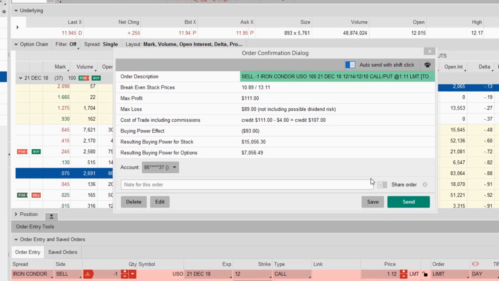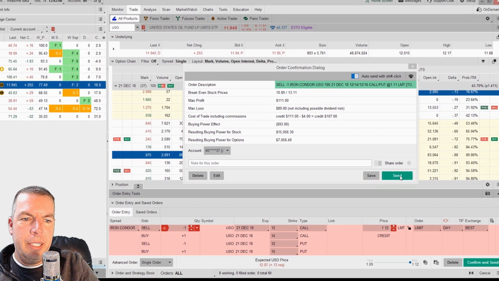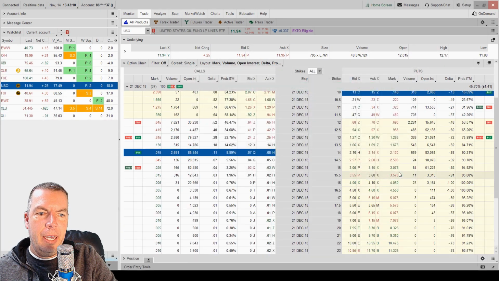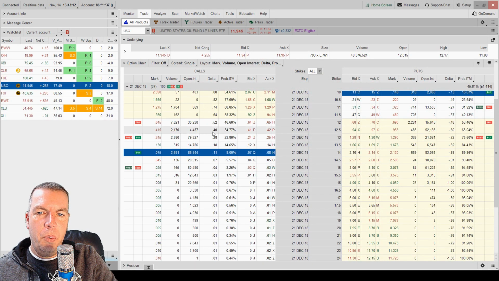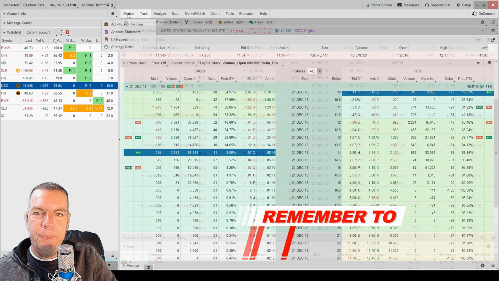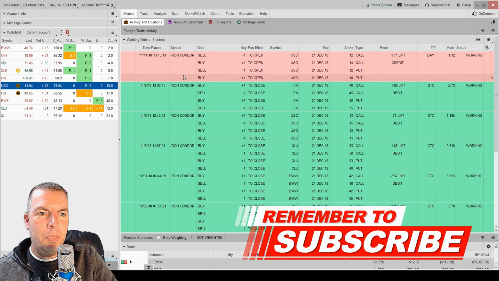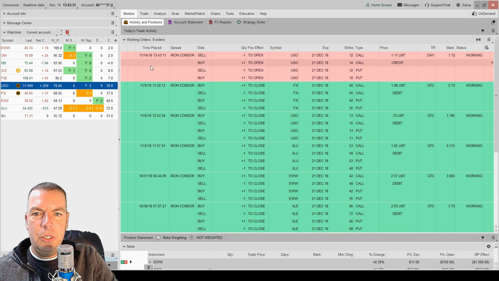So we're going to go ahead and click send on this, and we'll see if we can get filled here. Now we have our orders there waiting. You can see they're waiting to be filled. Let's just come over here to our monitor tab. The actual market price right now is $1.12.